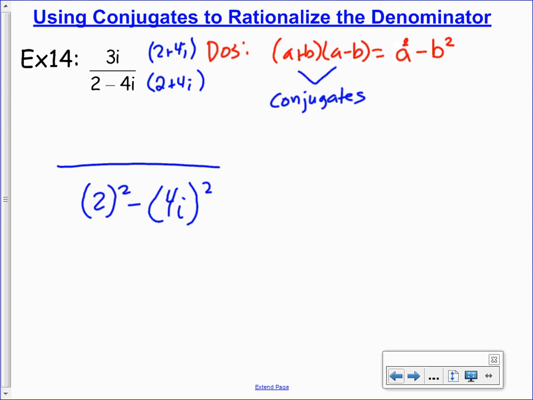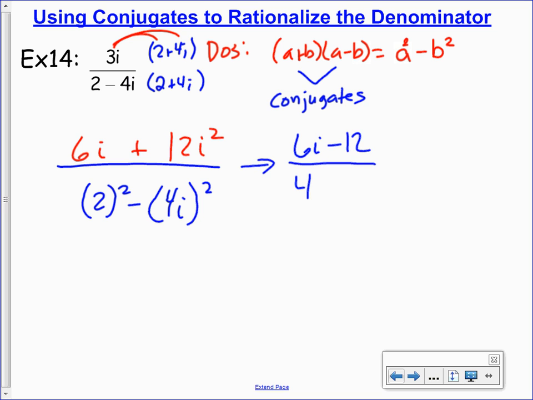At the top, you do have to FOIL. So 3I times 2 is 6I, plus 3I times 4I is 12I squared. So you have 6I minus 12 over 2 squared, which is 4, minus 16I squared. With the I squared, it cancels out.